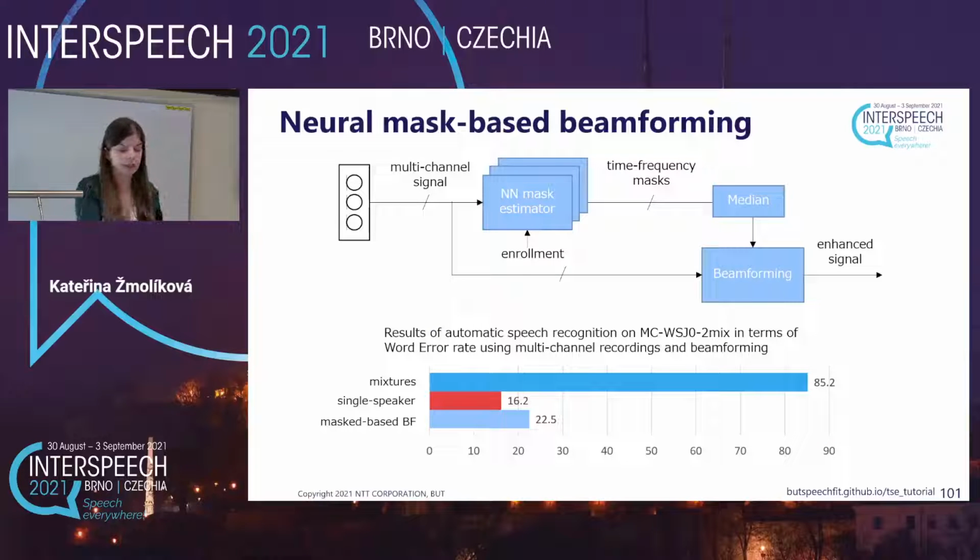Here you can see just an example of some results obtained using mask-based beamforming. This is on the multi-channel WSJ0 2-mix, and these results are word error rates of an automatic speech recognition system run on the signals. You can see that on the original mixtures, the word error rate is very high, 85%, because the speech recognition system basically doesn't have a way to differentiate between the target speaker and the interference. Kind of an upper bound of the performance is the performance on single speaker clean signals, which here is 16% word error rate. And if we apply the mask-based beamforming together with SpeakerBeam, you can see that we can get quite close to this 16%, to 22% word error rate.